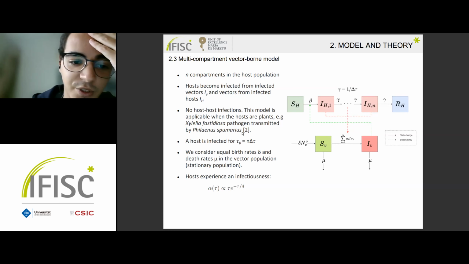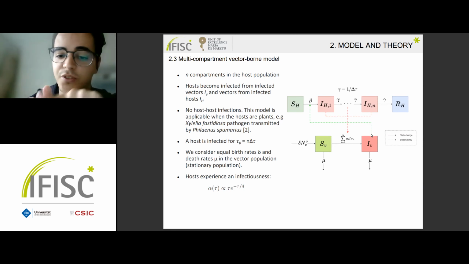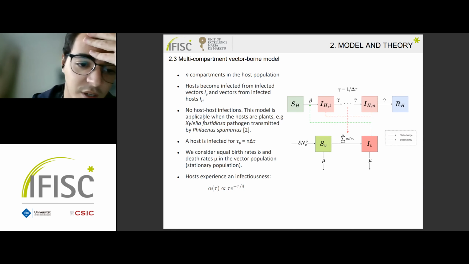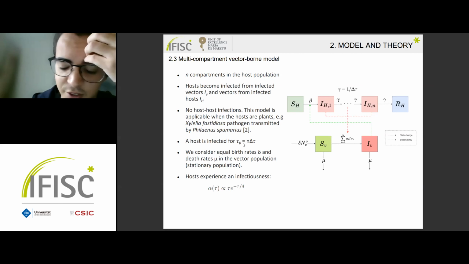As you can see here, we do not consider host-to-host infections or host-to-host interactions. So hosts, in this case, only get infected from vectors, not from other hosts. So there's no contact between hosts. For example, this model that we show here is applicable when the hosts are plants, for example, trees, affected by the pathogen Xylella fastidiosa, that's quite known in the Balearic Islands, and it's transmitted by this insect. The vectors are those insects that transmit the disease.